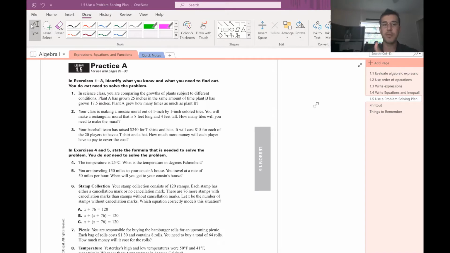So there are 4 steps. 1, we have to read the problem and understand the problem. 2 is we come up with a plan on how to solve the problem. 3rd, we solve the problem. 4th is we check our answer.